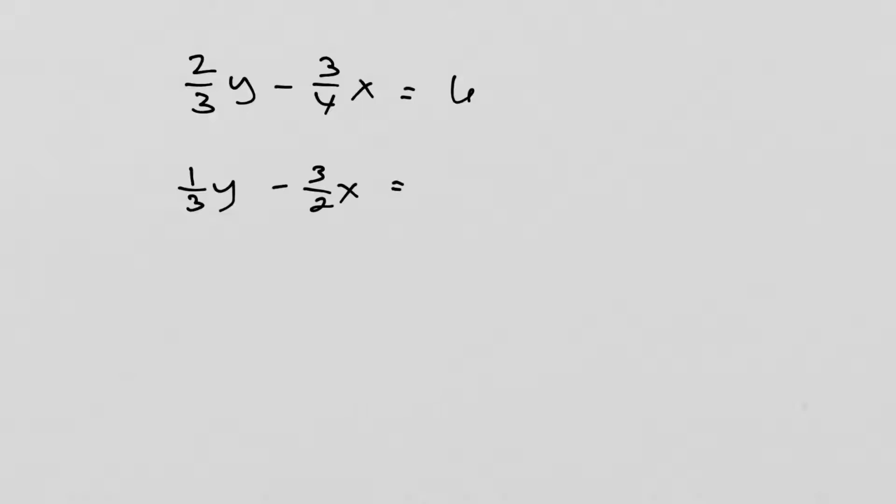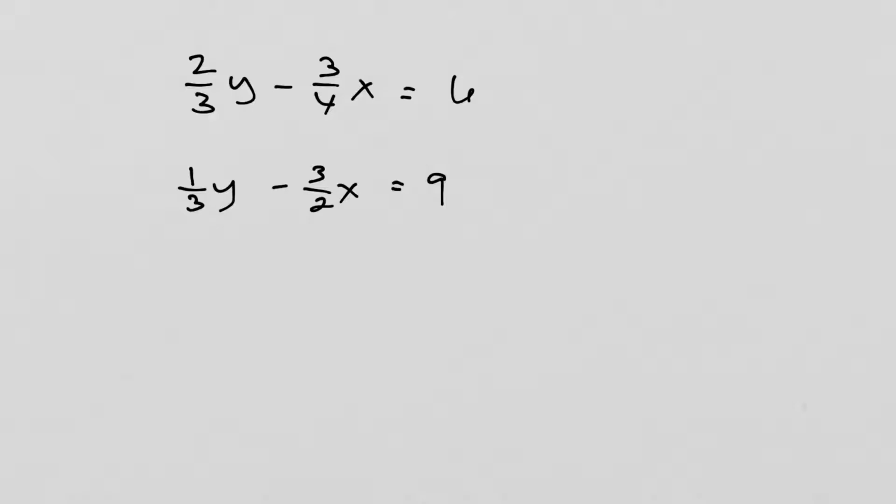All right, what if I gave you this particular form? How about 2/3 y minus 3/4 x equals 6? And how about 1/3 y minus 3/2 x equals 9? Again, not quite as obvious, but if we put these in slope-intercept form, it makes it a little bit easier.